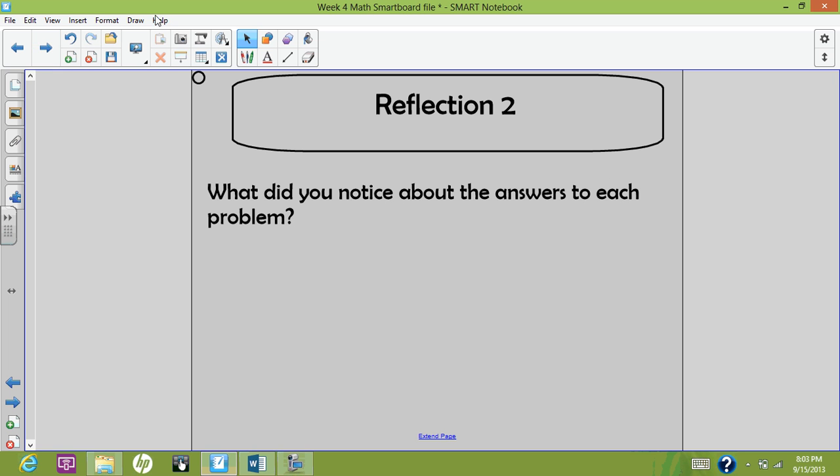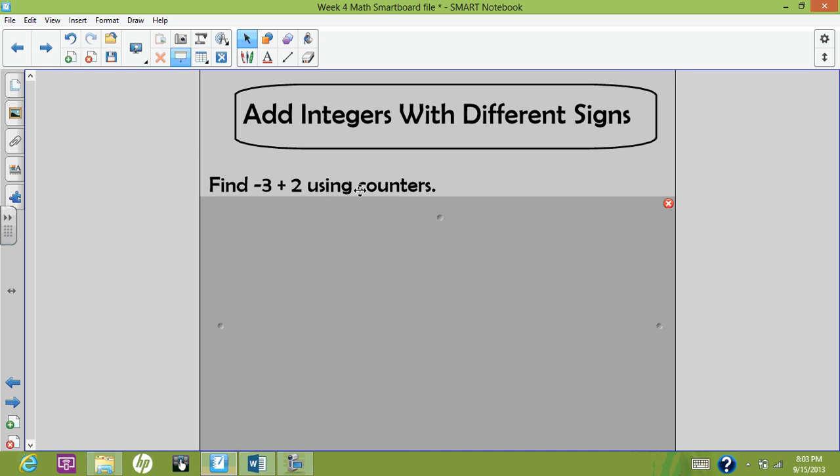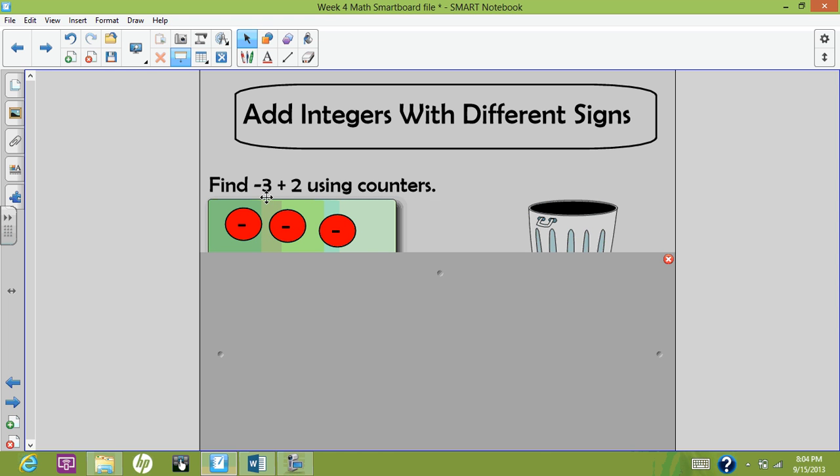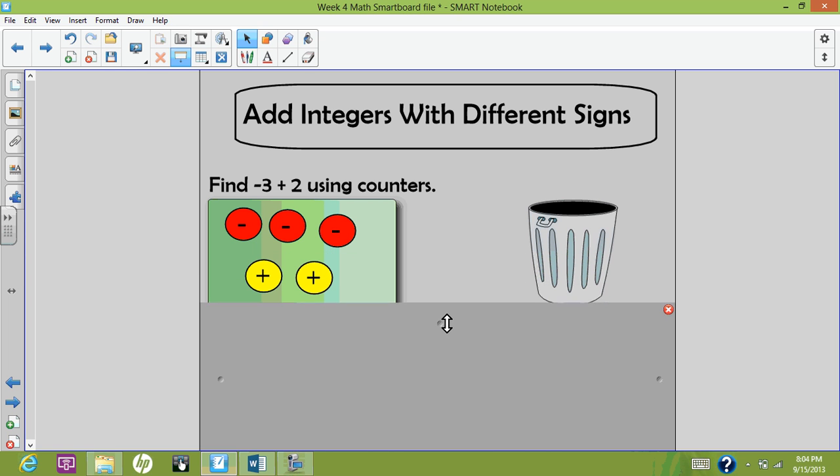On that page where you did the second reflection, now, oh, wait, I lied. We're not going to write anything else right now. We're going to look at the counters again. I'm sorry, you don't have to write this down. We're just going to look at it. Like I said, we're going to be working with these things tomorrow. I still start out with negative 3. That's 3 negative counters. And then I'm adding positive 2.